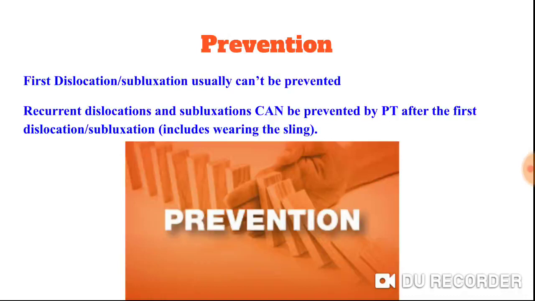Some preventions. The first dislocation and subluxation usually can't be prevented. However, if an athlete does have a dislocation or subluxation, then they can prevent further dislocations or subluxations in the future if they do strengthen any stabilization muscles or going through physical therapy as well.